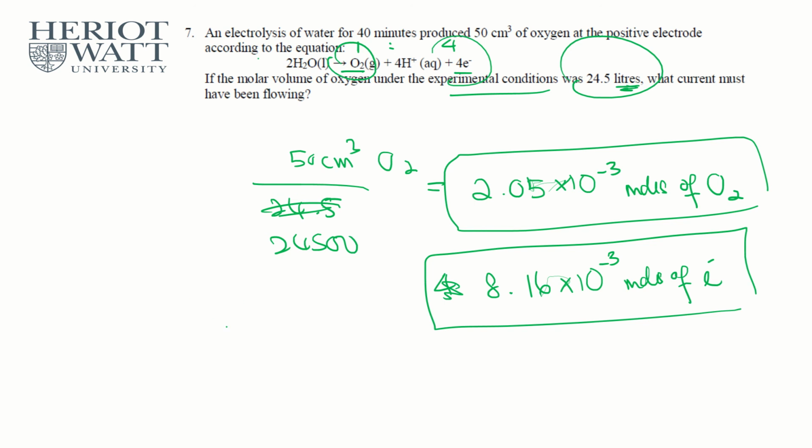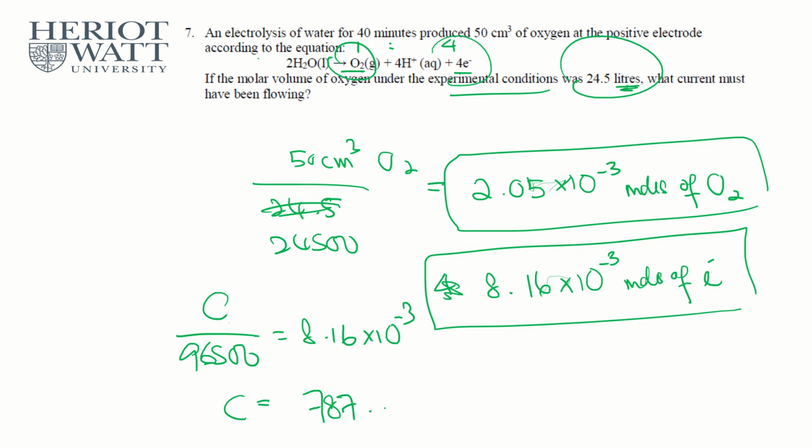So it's the charge over 96500, the Faraday constant, equals 8.16 times 10 to the power of negative 3. So from here, we can get the charge by multiplying it. So you get the charge is 787.8. That's the charge in coulombs. And then Q equals I, which is the current, times T, which is 40 times 60.